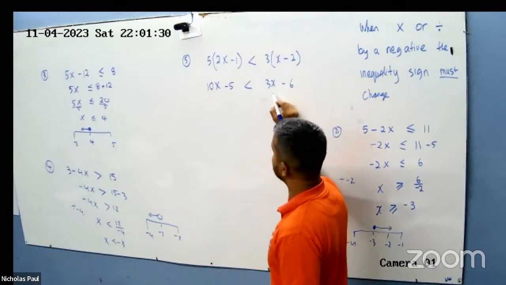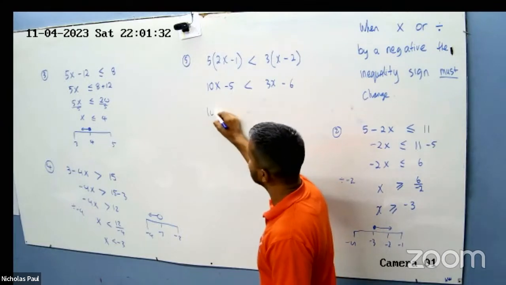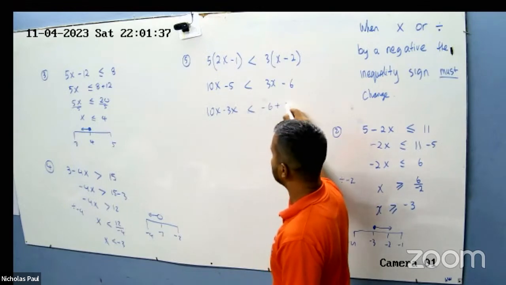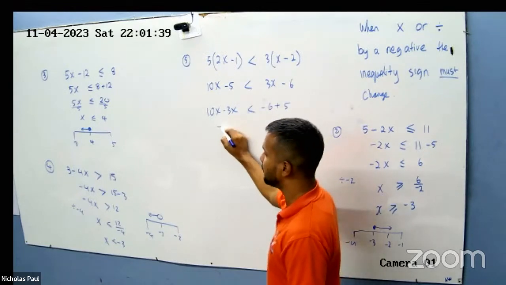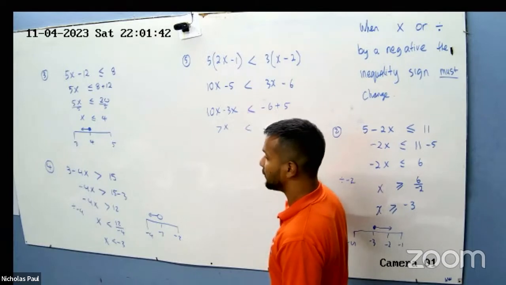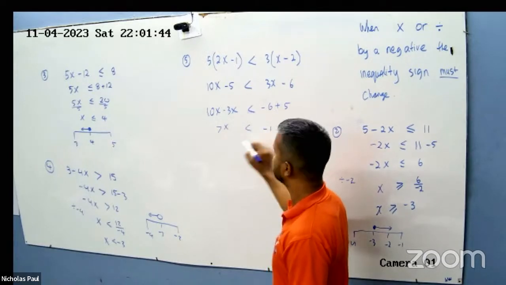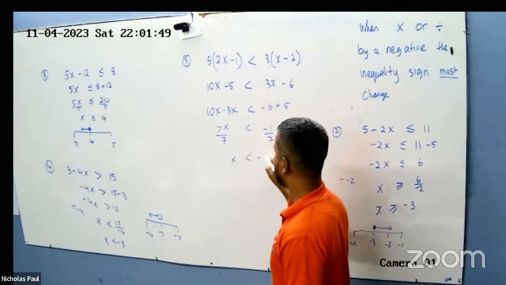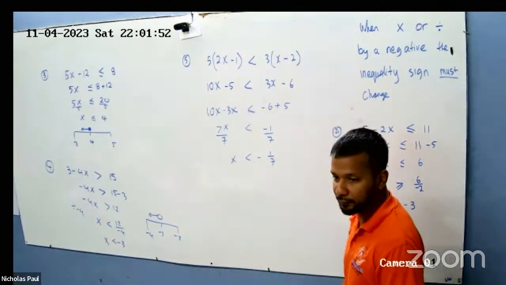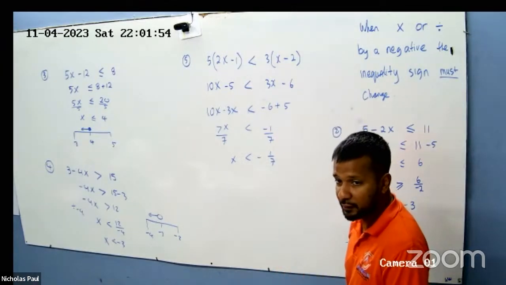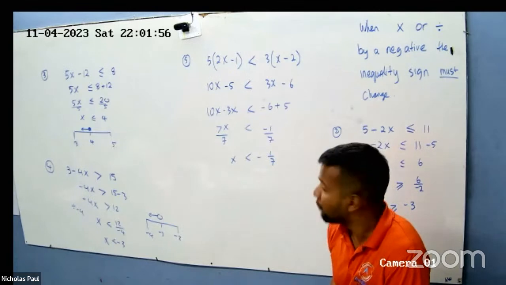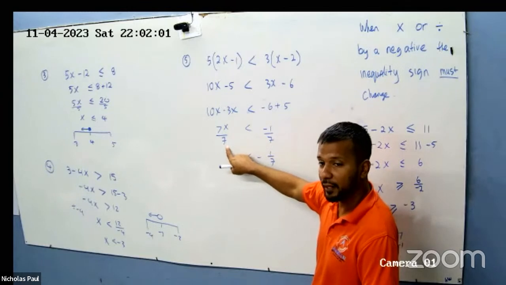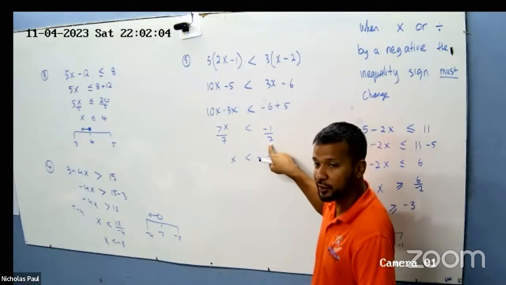Right, bring like terms together. Very good. Bring the 3x here. You'll get minus 3x. Bring the minus 5 here. It becomes plus 5. And then work it out here. 7x is less than. And then divide by 7. So x is less than negative 1/7. That's okay? Yeah? Sign won't change? No, because it's a positive. Right? Only when you divide by a negative, the sign will change. Okay?